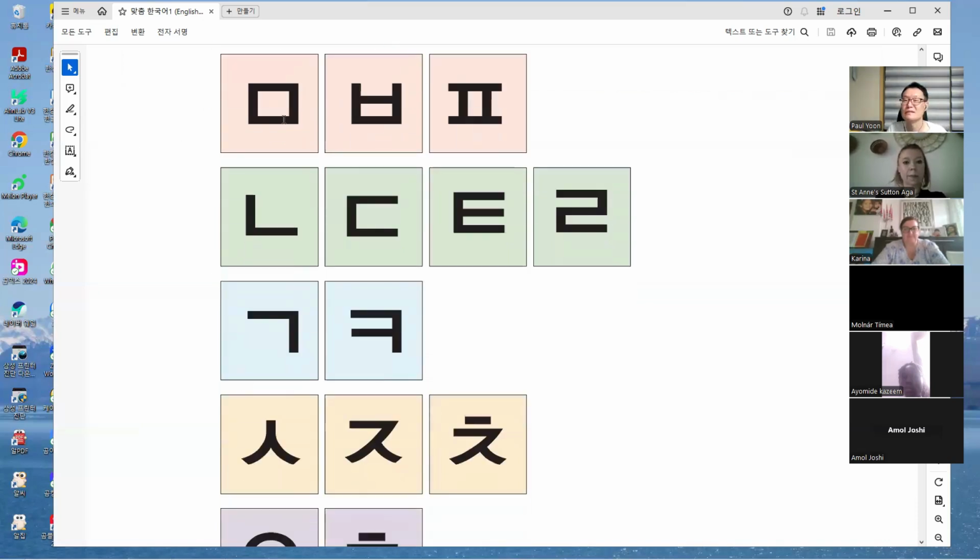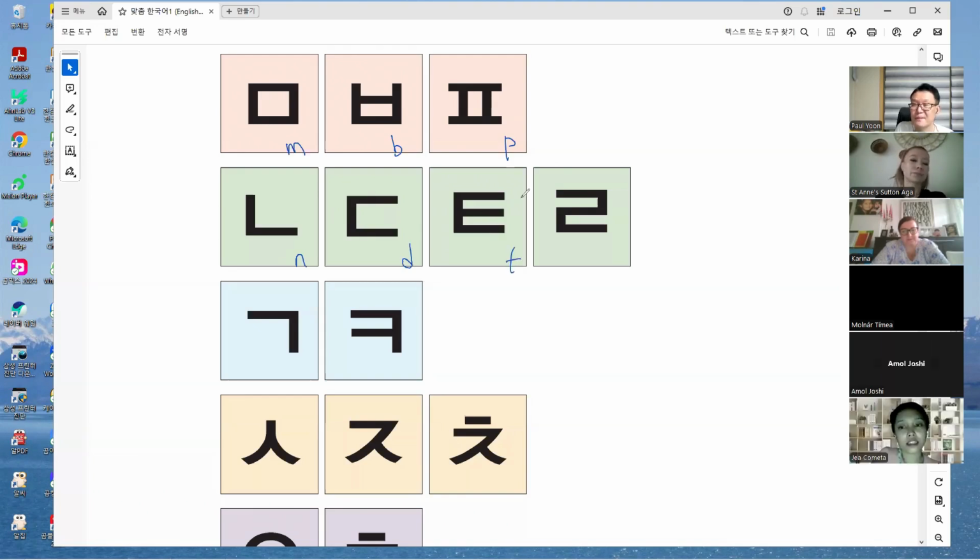Let's practice reading. This one. M. Okay, good. M sound. This one. B. B sound. How about P? P sound. Okay. This one. N. N sound. This one. D. D sound. This one. T. And this one. L. Okay. And this one. These consonants are very similar. And this one. G. How about this? K. Okay. This one. S. And this one? J. Okay. And this one? Ch. Right? S. J. Ch.